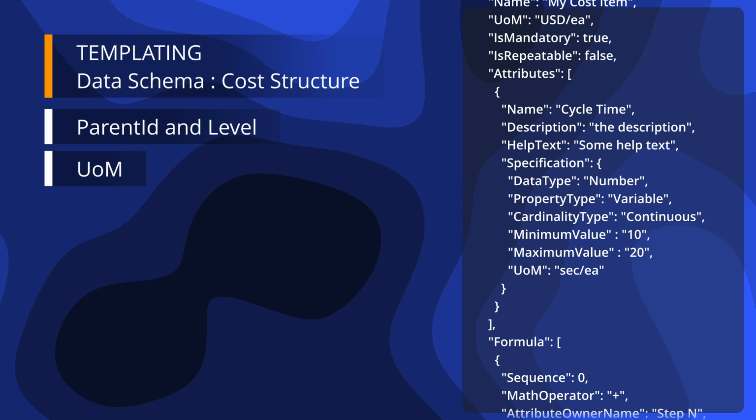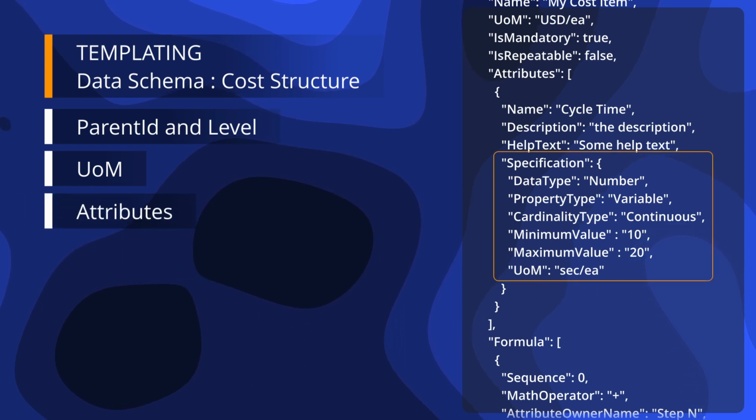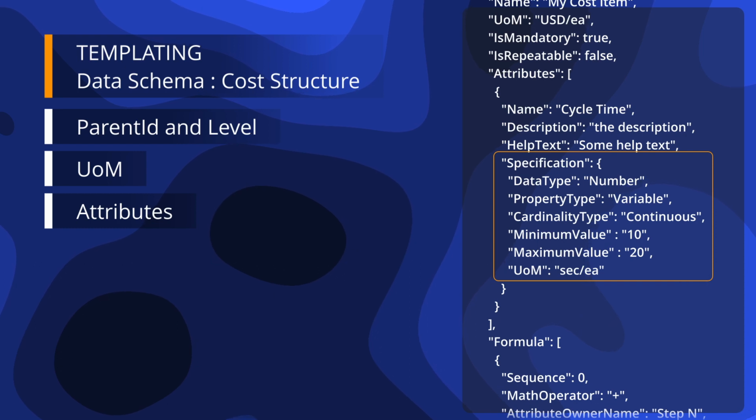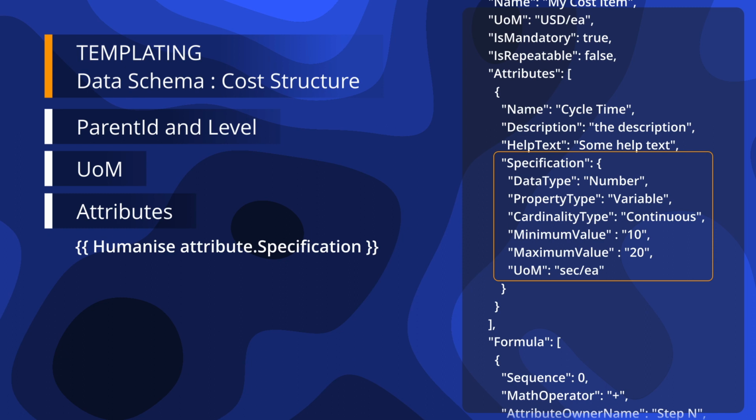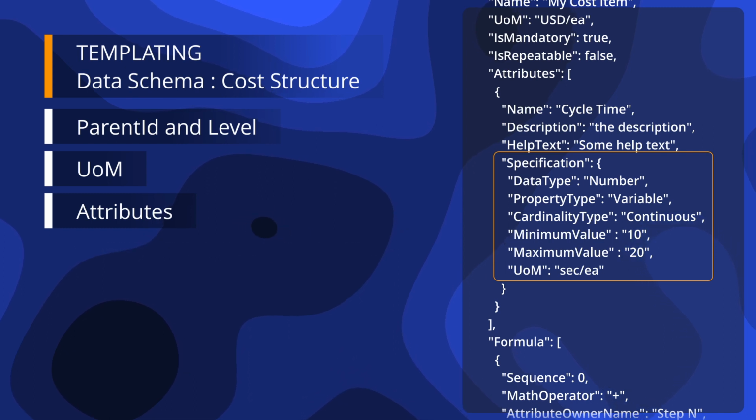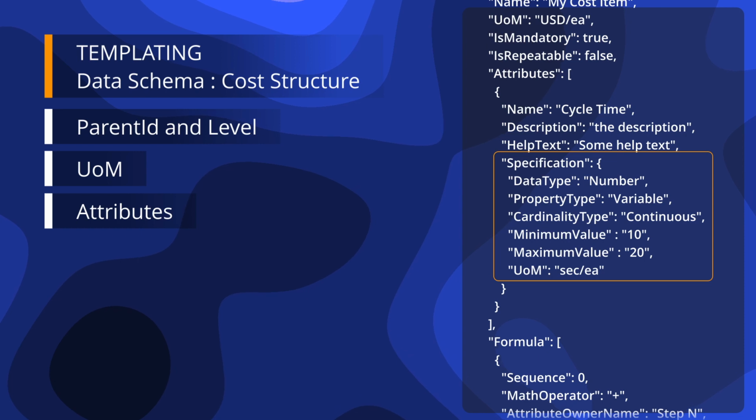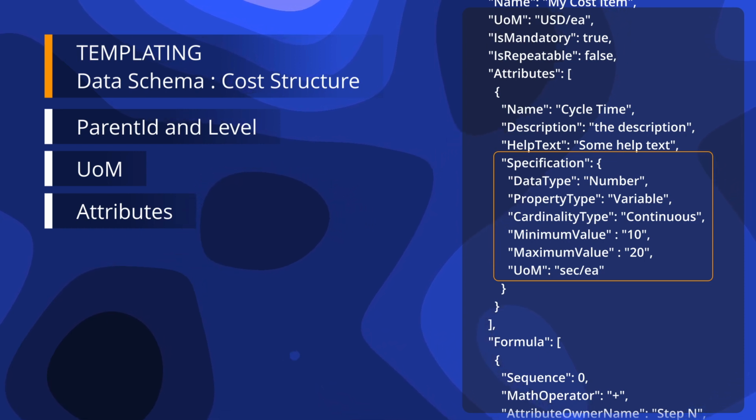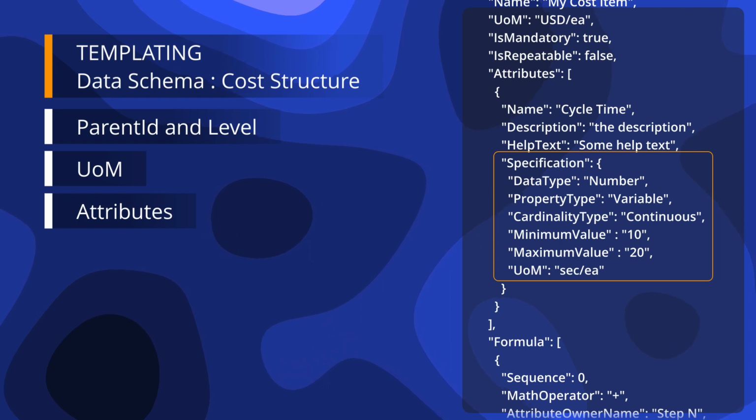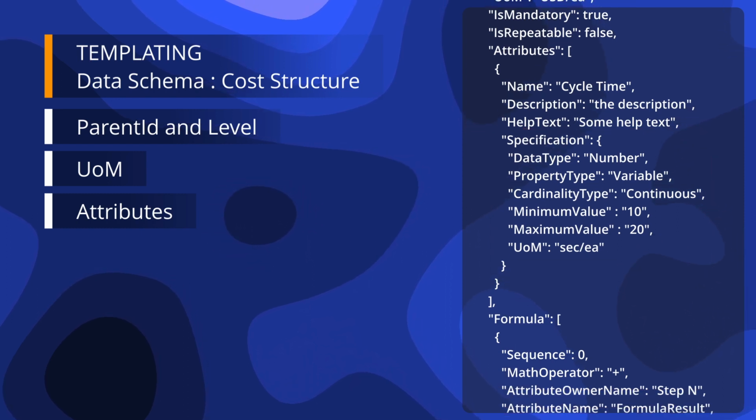The attribute specification follows a key value pair format, which you probably won't want to display directly. To address this, Mercenta provides a function called humanize, available in the snippets. You can use this function to convert the specification into a readable English sentence within your legal text. So if you humanize this example, you'll get something like a number between 10 and 20 with a unit of measure of seconds per each.